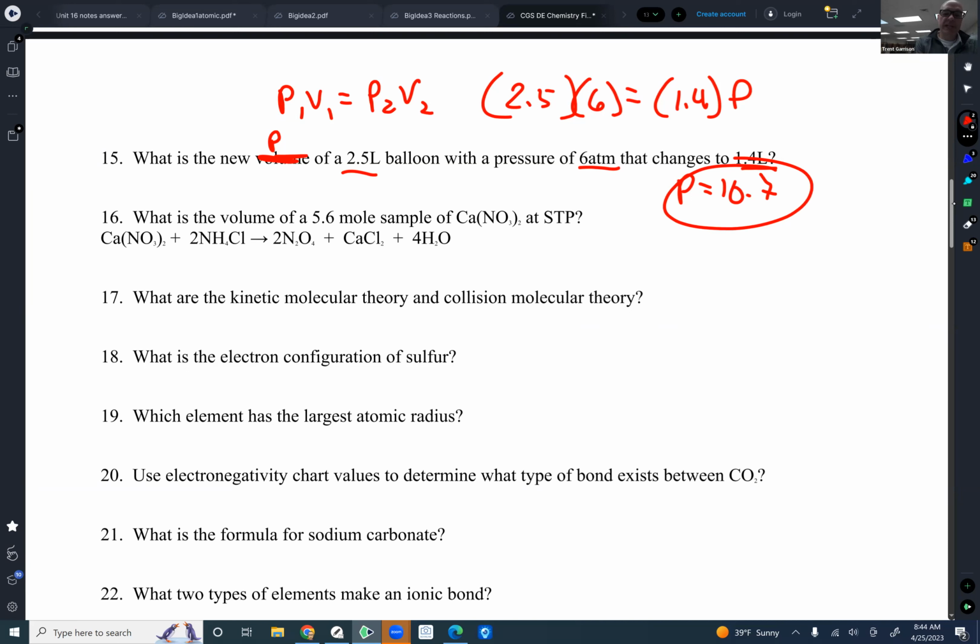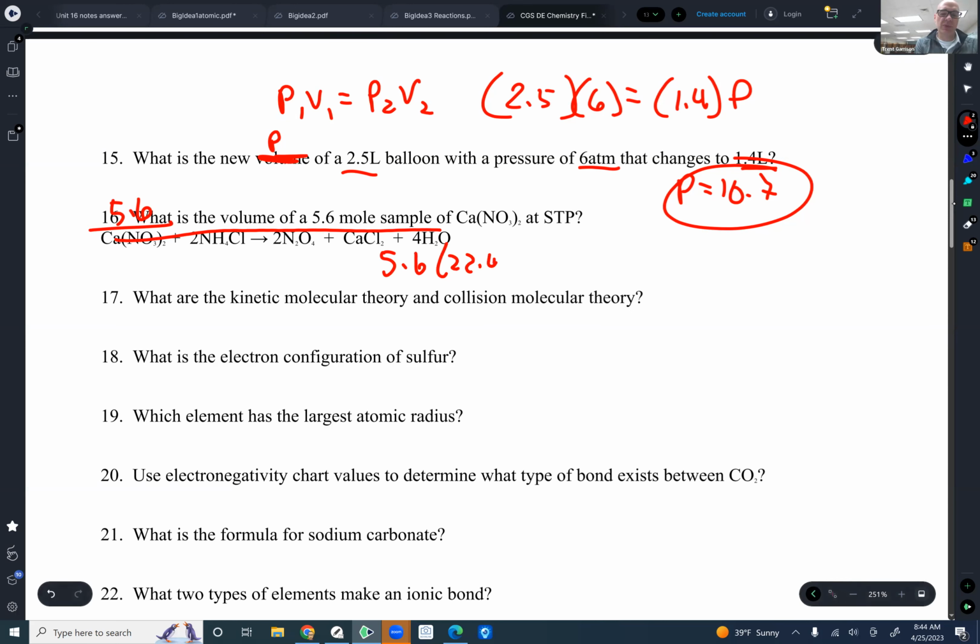This is stoichiometry with gases. So 5.6 moles of Ca, 5.6. We are looking for the volume. Well, this is not actually stoichiometry. So this is just knowing that you multiply 5.6 times 22.4 because it's at STP. So 5.6 times 22.4 gives us 125 liters.